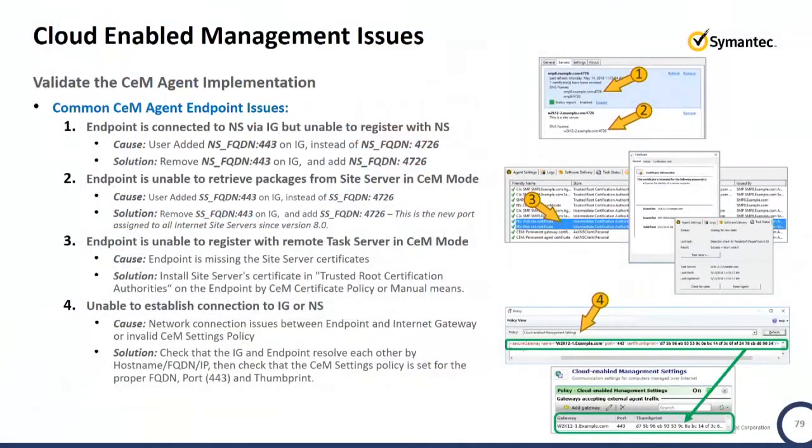All right, so if it can't establish connection to the internet gateway or the notification server, then you can just investigate the typical ways. Go and ping it, do an nslookup, do a telnet at 4726 or 443 in this case, and it'll be some kind of a network issue.